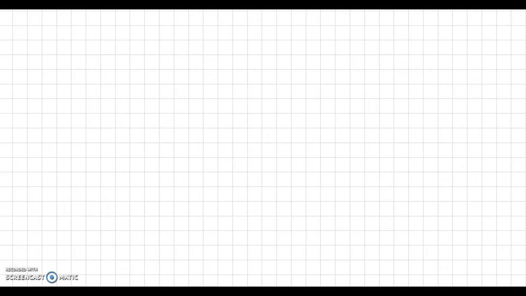This is ACT Aspire Mathematics Practice. Number 1. What is an equation of the line perpendicular to the graph of y equals negative 2x plus 5 that passes through the point at 4, 7?